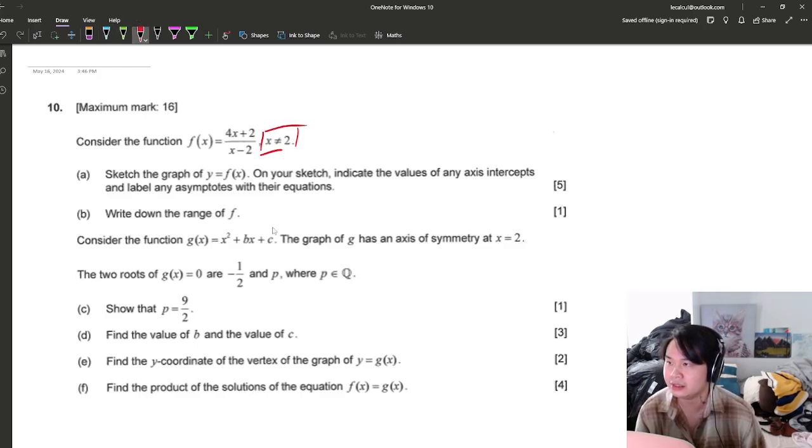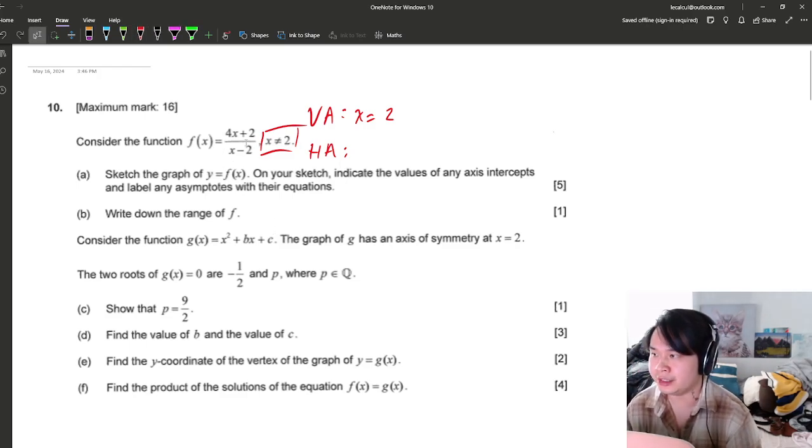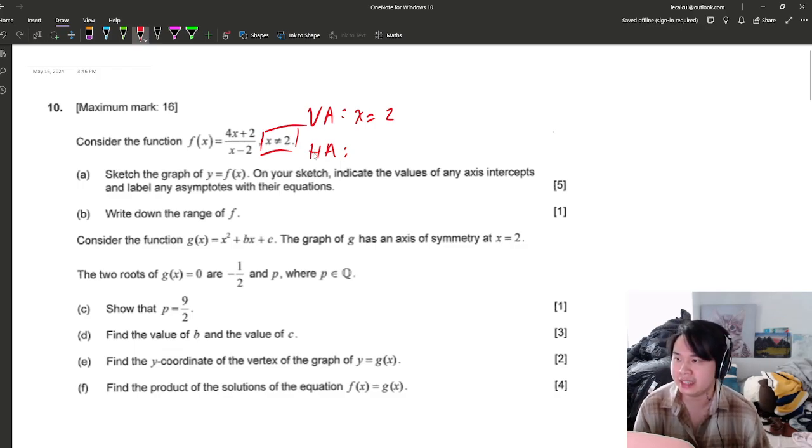They do tell you your non-permissible value. This is your vertical asymptote as well. You have a vertical asymptote at 2. Your horizontal asymptote, you will need to compare the degrees of the numerator and denominator. If they're the same, which they are, then the horizontal asymptote is going to be a ratio of the leading coefficients. So there's a 1 here. So we have a horizontal asymptote at 4.